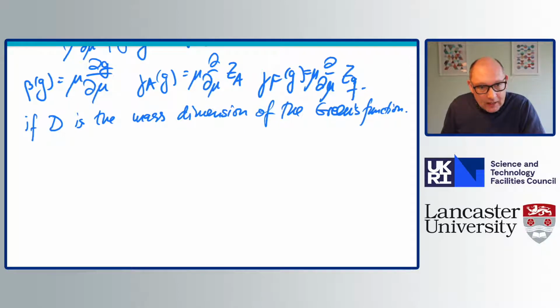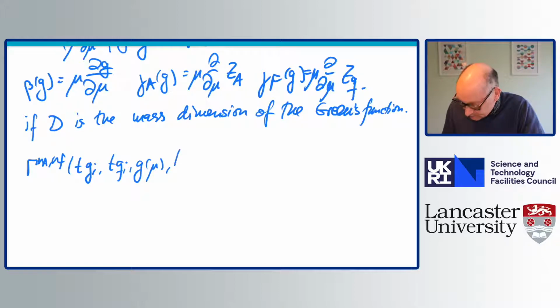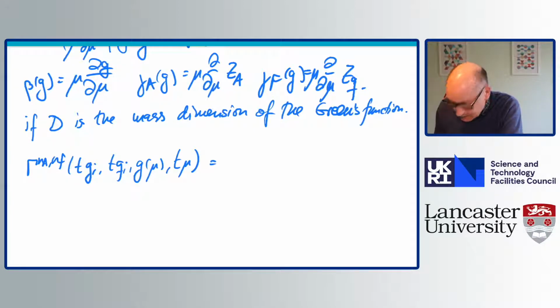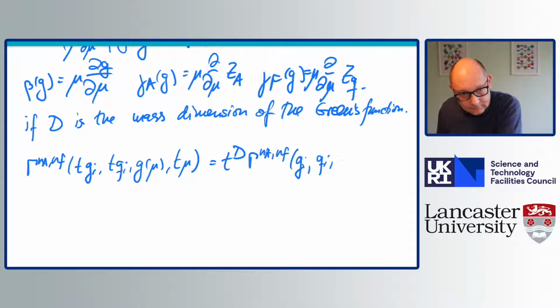So if that's denoted by d, then if we take the Green's function with N_A and N_f and scale all the momenta with a constant t, so everything that depends on a mass is scaled by a constant t, then the scaling properties, because of the mass dimension, is such that this will become t^d Γ of N_A N_f and then the unscaled momenta. Like so.